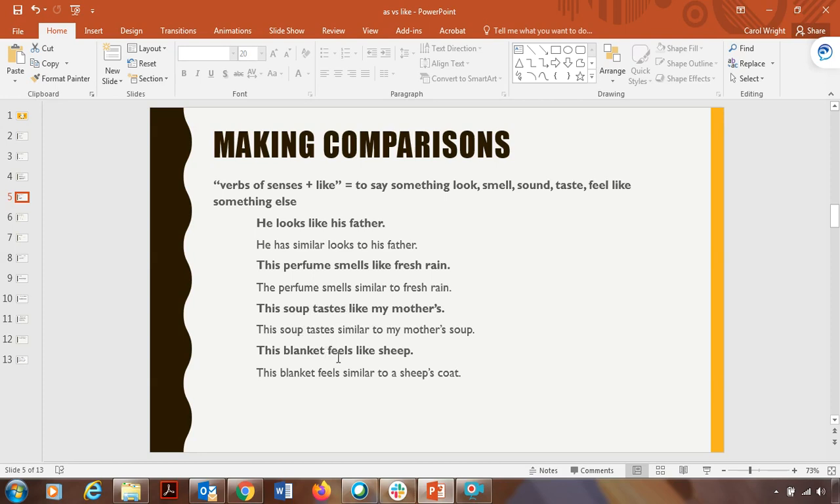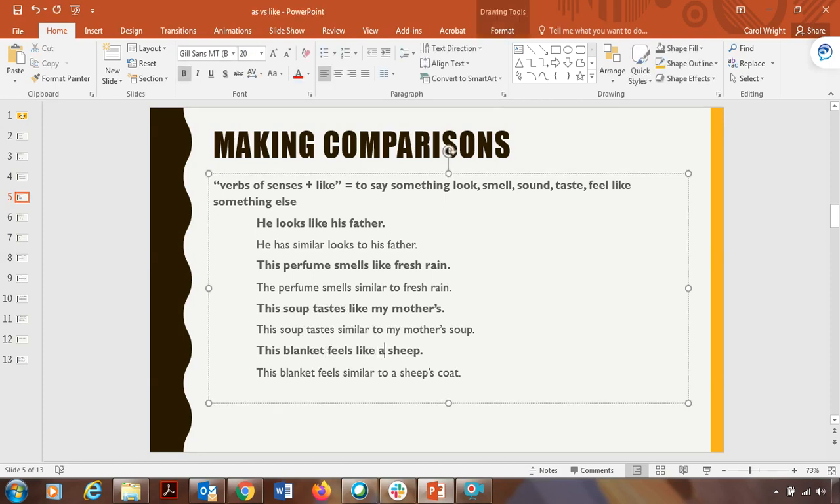The blanket feels like a sheep. So I'm saying that the blanket feels similar to a sheep's coat. Okay, so I'm using the sense of feeling here. Okay, so we can use the senses plus like to say something looks, smells, sounds, tastes, or feels like something else.